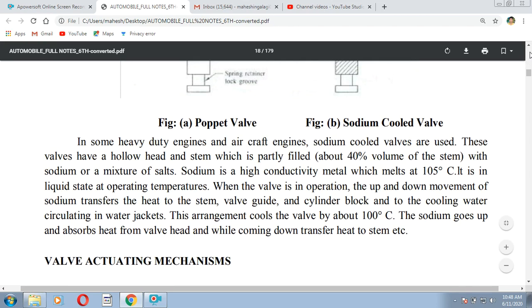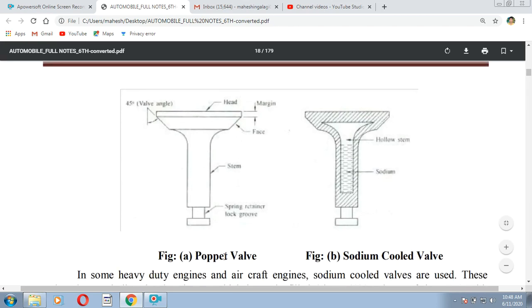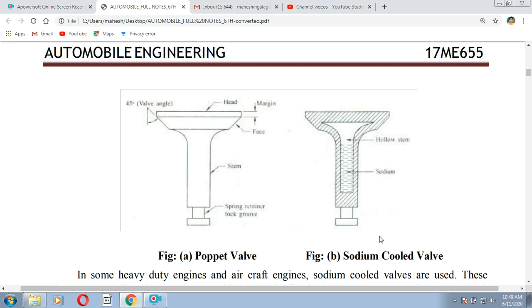So you may observe here the poppet valve. It consists of a head, and this is the stem of the valve. That's why it looks like a mushroom, and it is also known as the poppet valve. It pops up and down, so that's why it is known as the poppet valve. Here also we have two types: one is the regular poppet valve, and one more is the sodium cooled poppet valve.